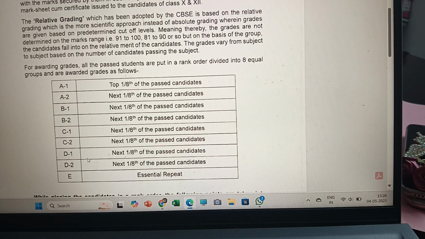Top 1/8 of the passed candidates will come under A1. The next 1/8 of the passed candidates will come under A2. The next 1/8 of the passed candidates will come under B1. Like that it goes: A1, A2, B1, B2, C1, C2, D1, D2 and E. So E is a little different from what I showed, and schools are also following different grading systems. Generally this is 91 to 100, like that it goes.